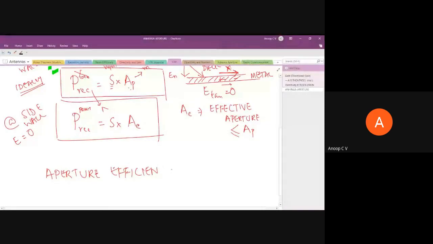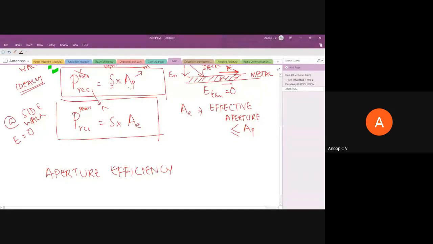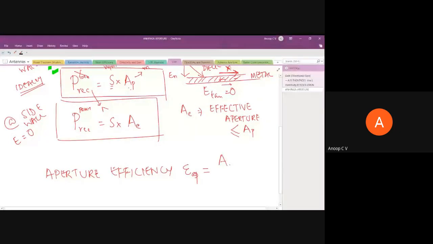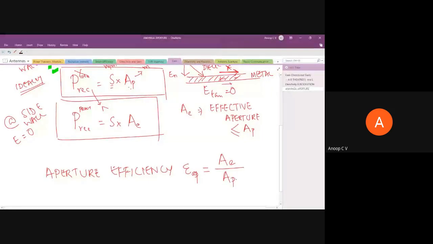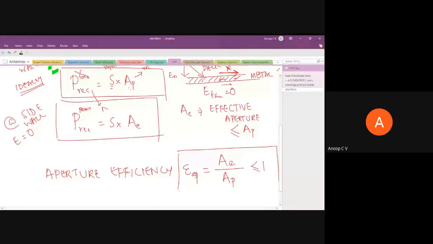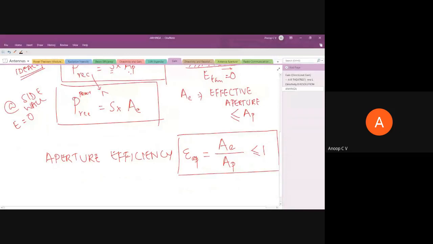Even if you are not able to note down sentences, please do note down these equations, whatever I am writing. The crisp and to the point explanation is available in your textbook. So aperture efficiency, I'll represent it as epsilon AP, given by effective aperture divided by actual physical aperture, and this will always be less than or equal to 1.